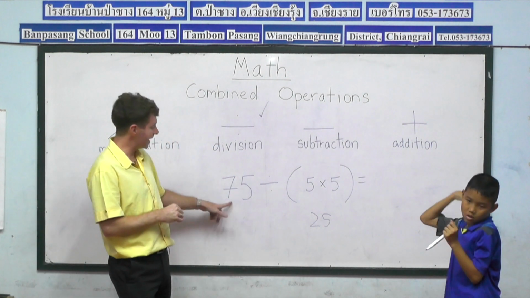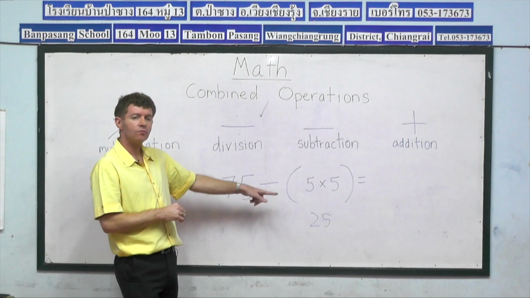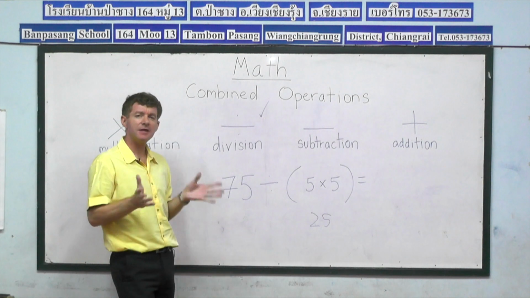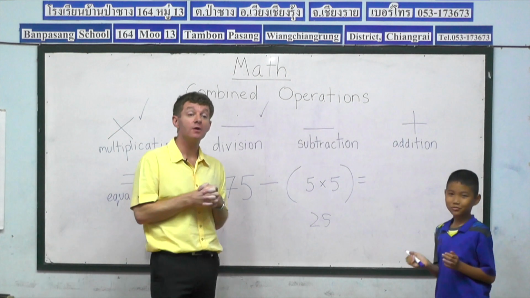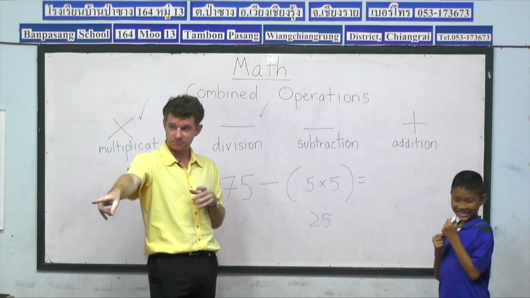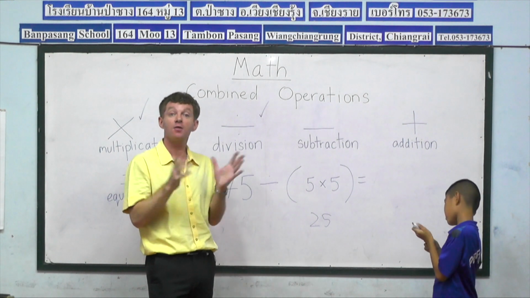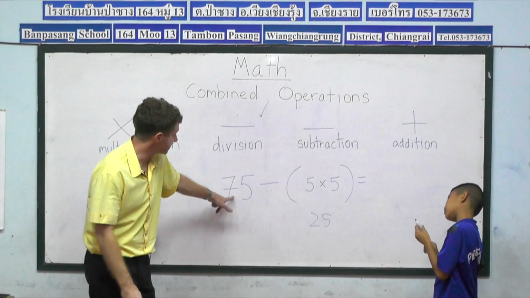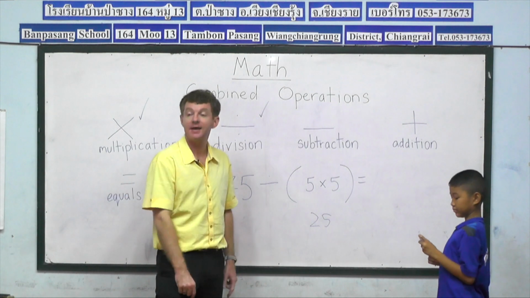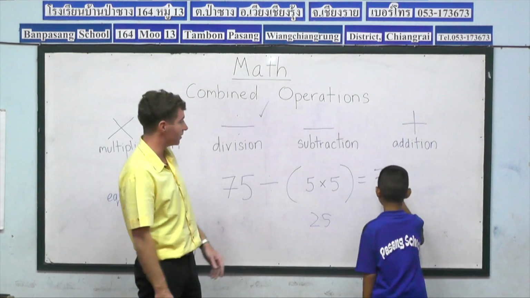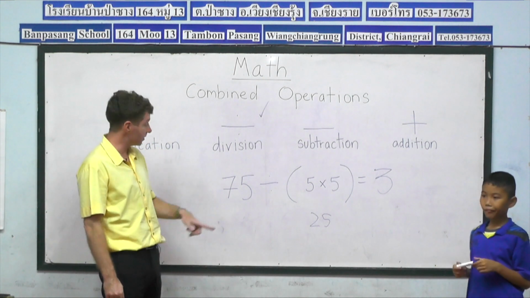So now we have 75 divided by 25. How many times does 25 go into 75? Perfect. We can fit 25 into 75 3 times. So therefore, 75 divided by 25 equals 3. Excellent, Pangpon. So Pangpon, we have our answer. Well done. And now we can read the combined operation together.